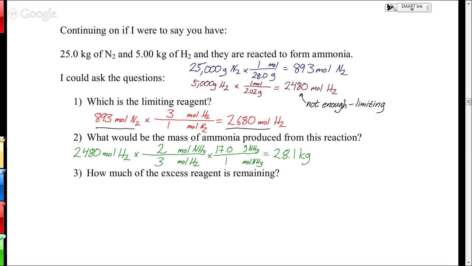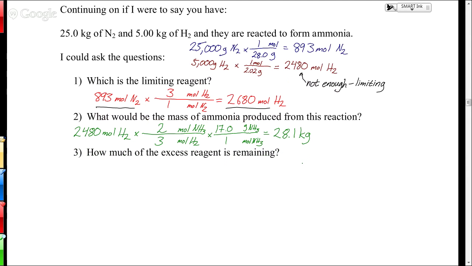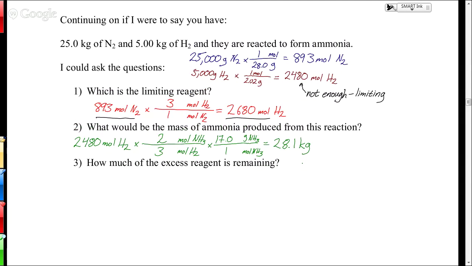What would we have gotten if we used 893 moles of nitrogen? Would we have gotten a bigger number or a smaller number? Would we have overestimated or underestimated? We would have overestimated, because remember, we have excess nitrogen. We have more nitrogen than we can react with the amount of hydrogen we have. So if we use that nitrogen number in this equation, we'd get the wrong product mass, and we'd overestimate it. We get too big of a product mass. So let's figure out how much of that excess is remaining. How would we figure that out?